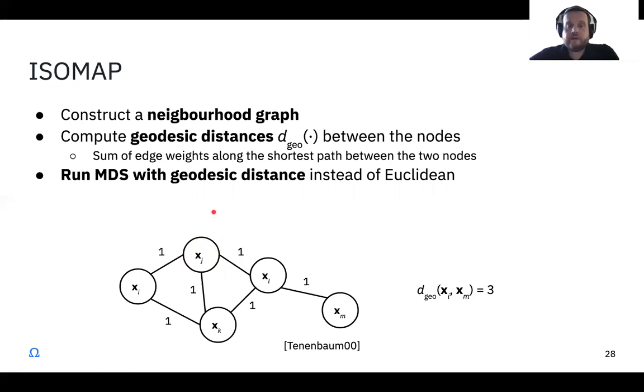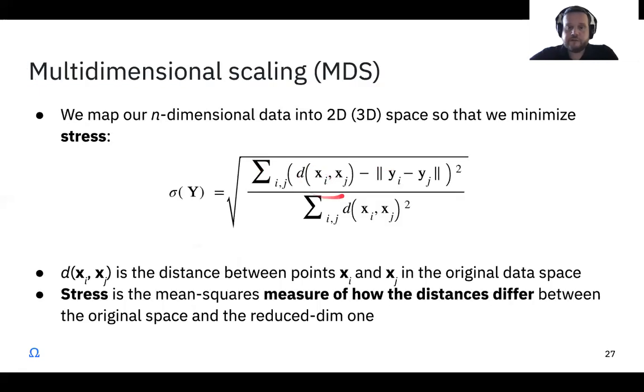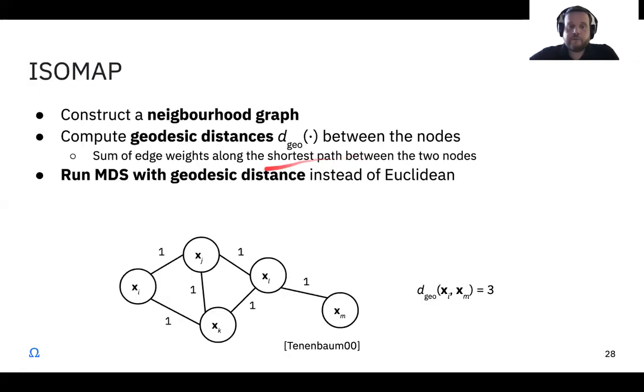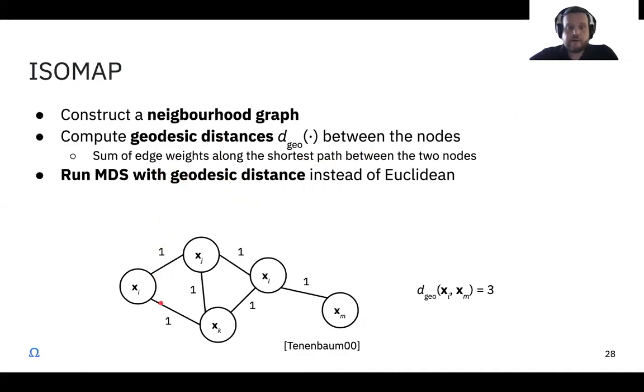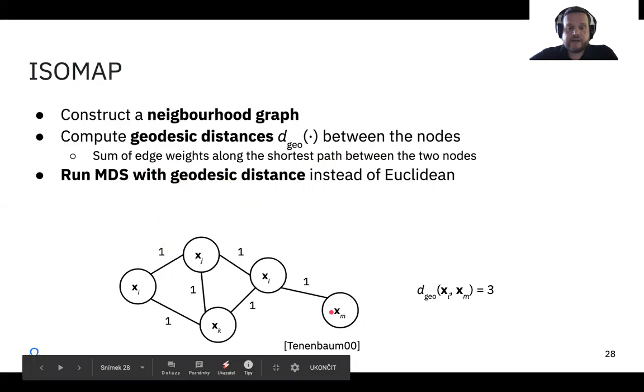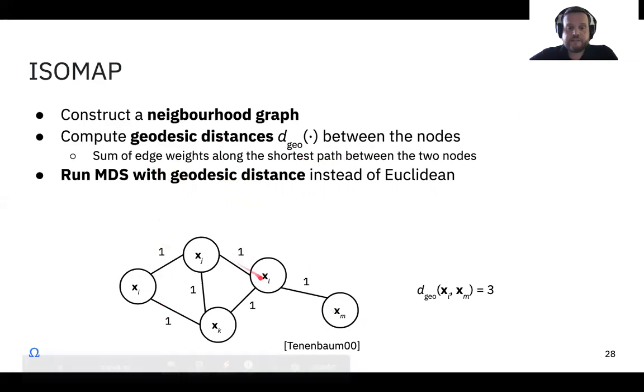And instead of the Euclidean distance that we have computed here, we are going to compute the so-called geodesic distance, which is the sum of edge weights along the shortest path between the two nodes. So this is a very simple example where each edge has the same weight. And if we want to go from xi to xm, then our geodesic distance is 3. So we're just gonna input these distances, and then we're gonna run MDS.